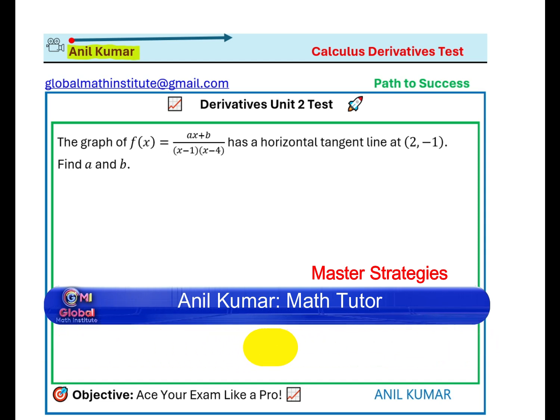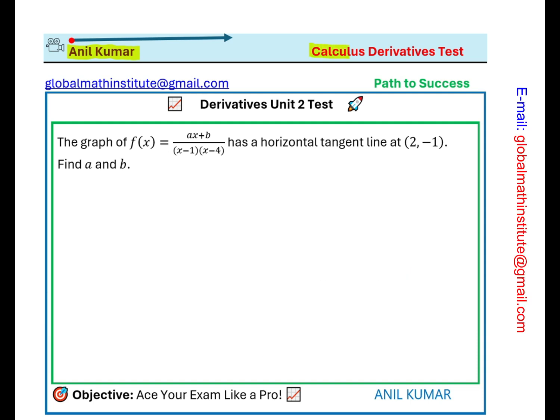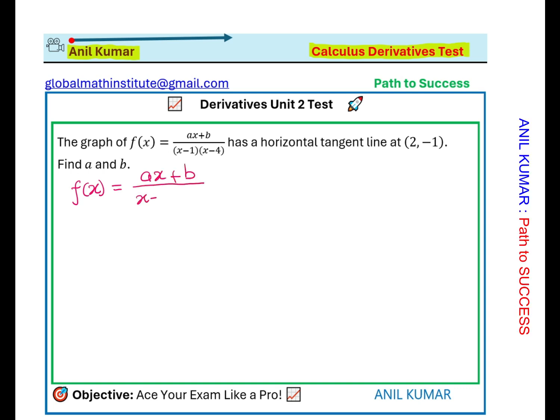Now, this very important test question on calculus derivatives will be discussed at length. We are given the graph of a function. Let's write down the function itself, which is f of x equals ax plus b over x minus 1 times x minus 4. We need to find the values of a and b, two unknowns. So that means we are looking for two equations.